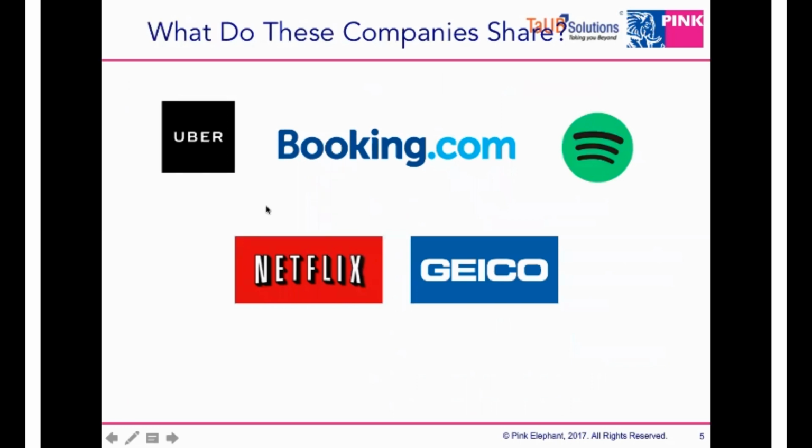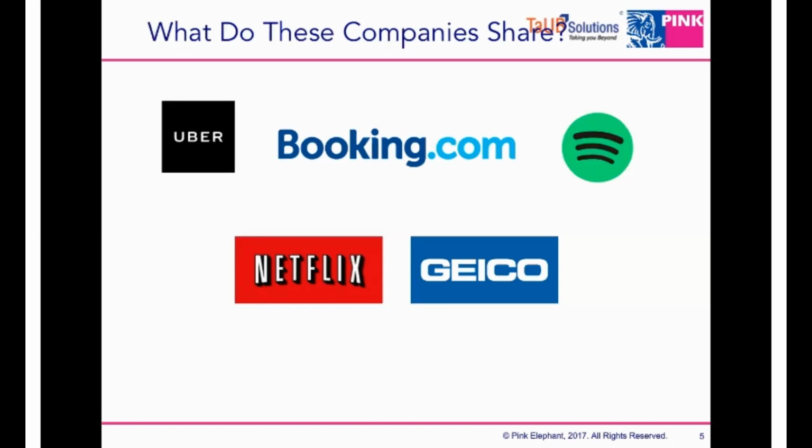On the slide in front of you, you see a number of very well-known companies throughout the world. We have Booking.com, where people can book hotel nights. We have Uber for arranging transportation. Services like Spotify, Netflix, and Geico have all grown very, very rapidly in recent years and are considered the pioneers in the tech world today.